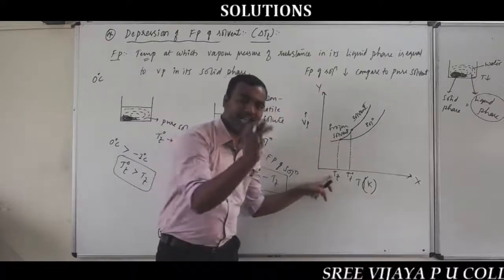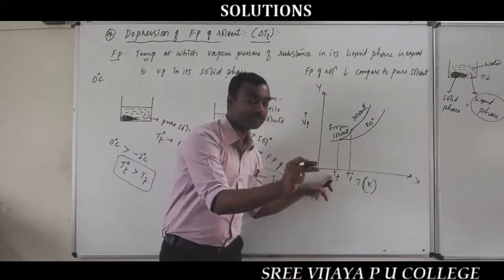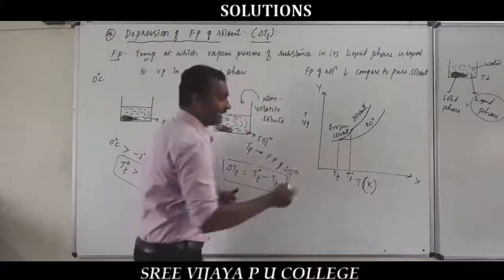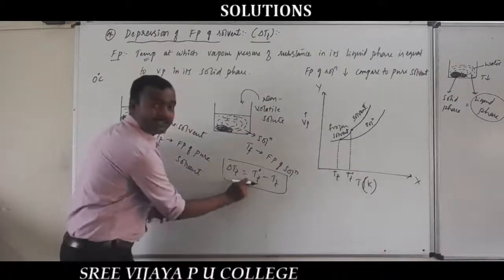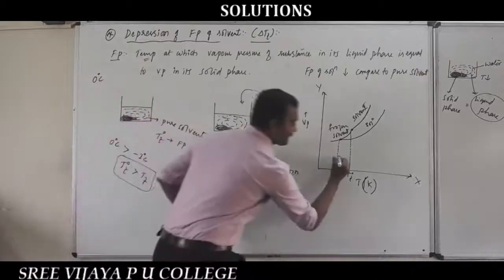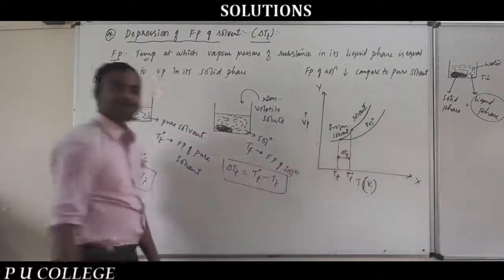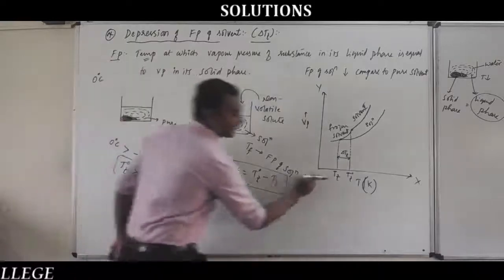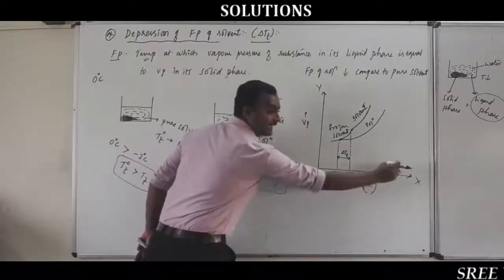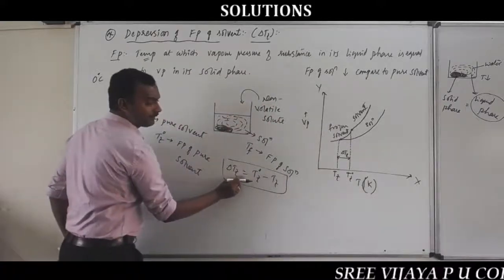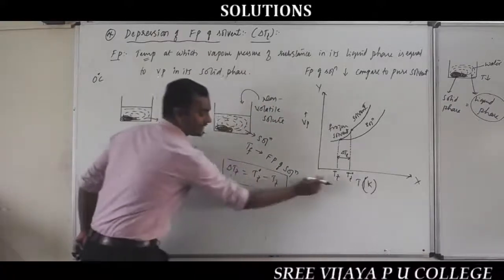So therefore, when you add a non-volatile solute into the solvent, what happens to the freezing point? It decreases. That is the meaning of depression of freezing point. Of these two, T0F is higher compared to TF. So when we take the difference, this difference is called delta TF. Therefore, delta TF is equal to T0F minus TF.